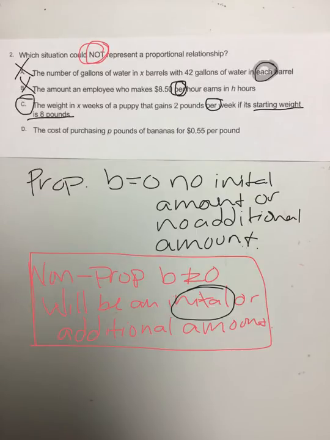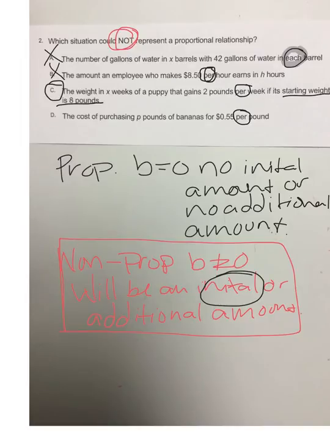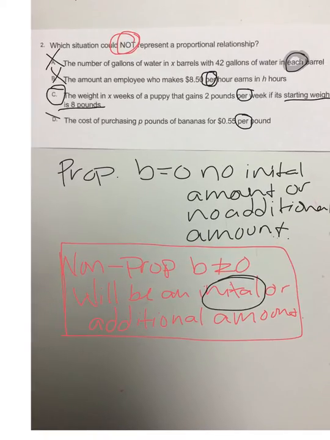But let's go ahead and look at D just to double check. The cost of purchasing P pounds of bananas for 55 cents per pound. So looking at this one is just the per amount. So that one would also be proportional. So that's not what we're looking for. So then that means that our answer has to be C.